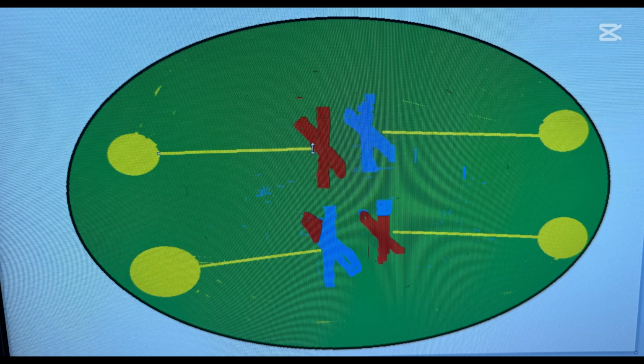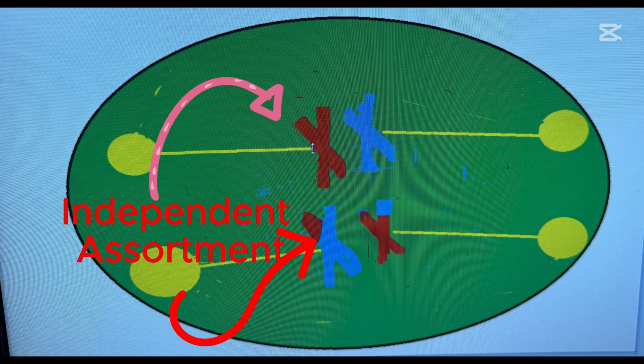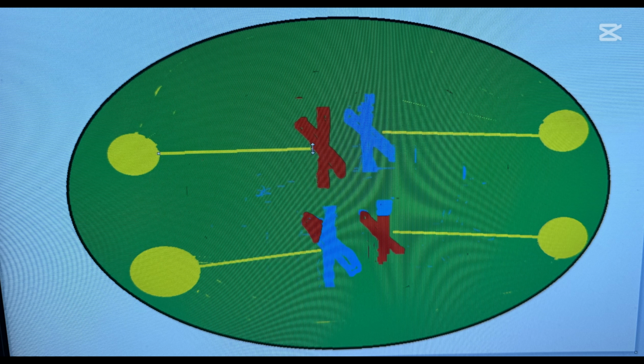In metaphase 1, there's also independent assortment, where the allele a cell receives for one gene does not impact the allele it receives for another gene, which occurs when the homologous chromosomes line up randomly, causing a wide variety of possible genetic combinations.